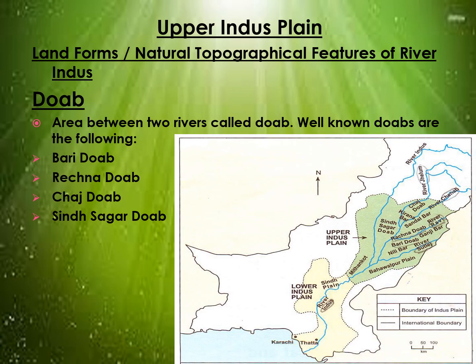Now, if we talk about the Doabs, a Doab is the area between two rivers. You can see over here, for example, the area between the river Indus and the river Jhelum is called Sindh Sagar Doab, and so on. So we have different Doabs in Punjab, and this area is the most fertile area for any crop. That is why Punjab, and especially the upper Indus plain, is the agricultural hub of Pakistan. So we have Bari Doab, Rachna Doab, Chaj Doab, Sindh Sagar Doab, and many other Doabs as well. So it's a main component of the upper Indus plain.